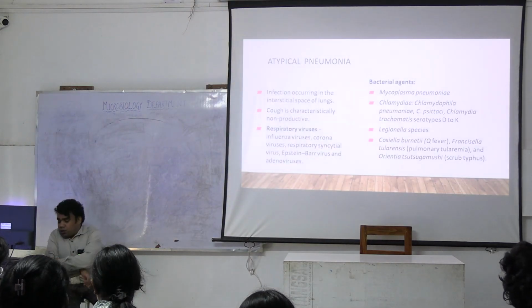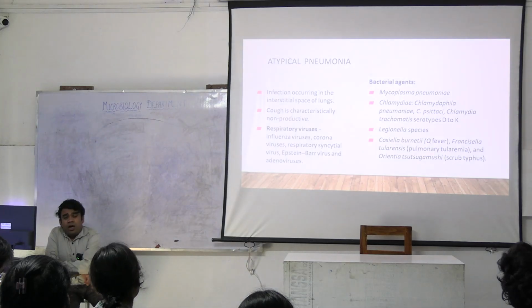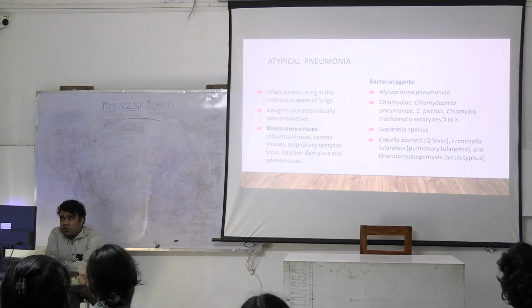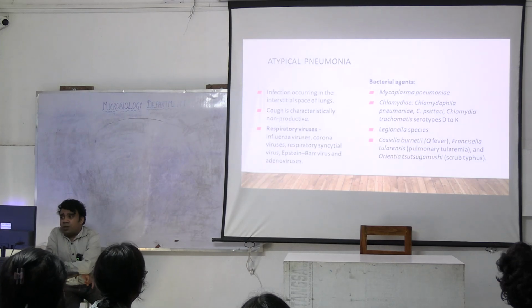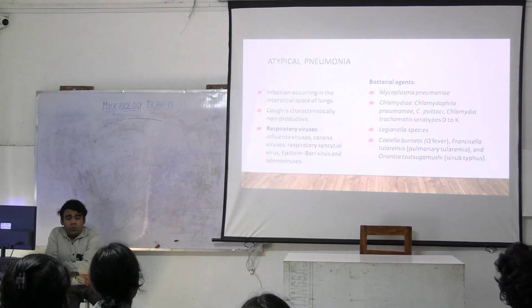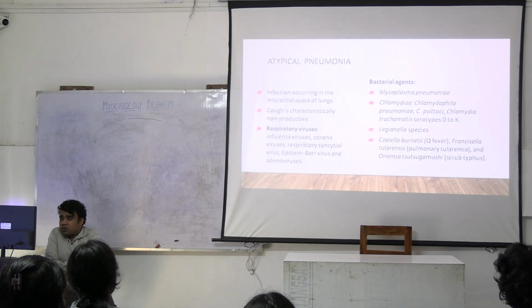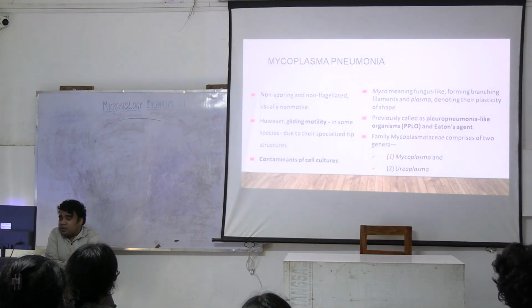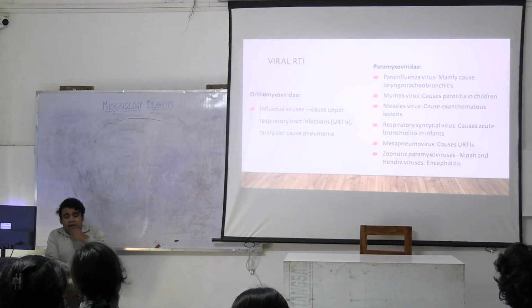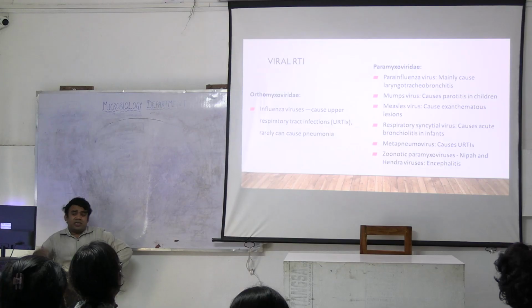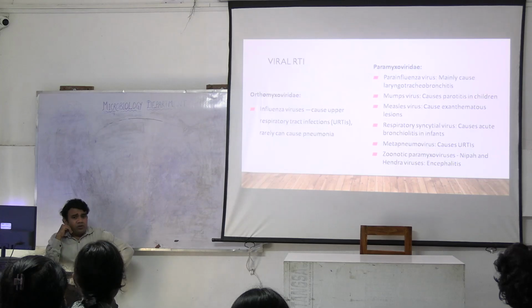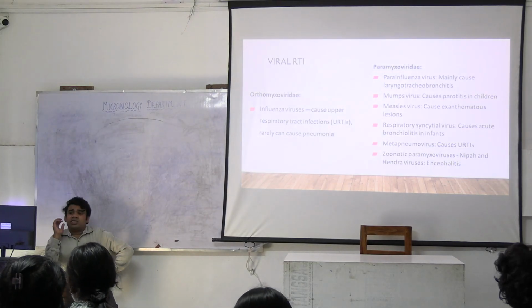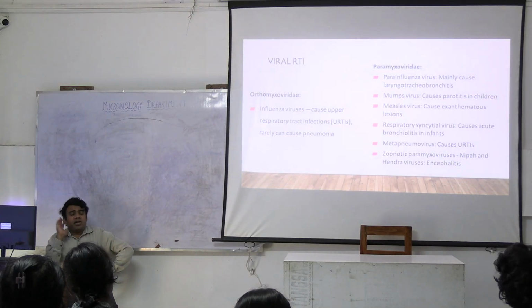Coming to atypical pneumonia, the most common causes are respiratory viruses followed by bacterial agents. The most important bacterial agents include Mycoplasma pneumoniae, Chlamydophila pneumoniae, Coxiella, which causes Q fever, and Legionella species. Among the viral causes, important causes include two groups of viruses. One is orthomyxovirus and the other is paramyxovirus. Among the orthomyxoviruses, the most important virus is influenza virus.